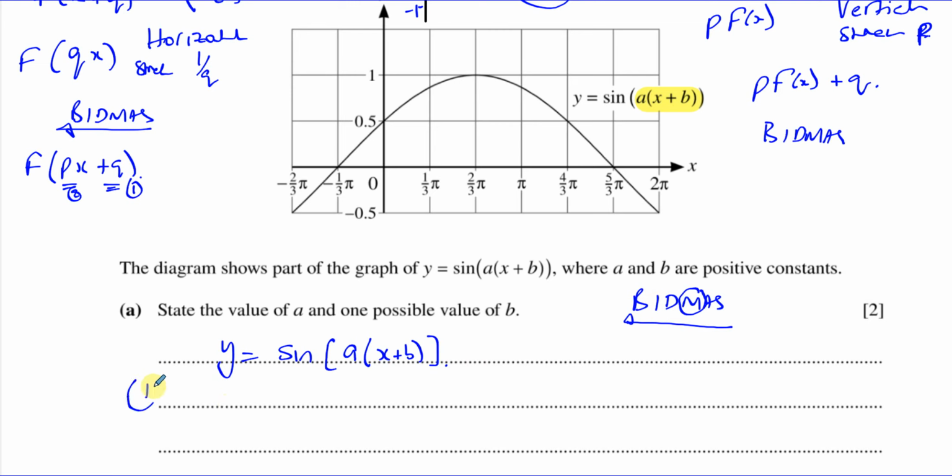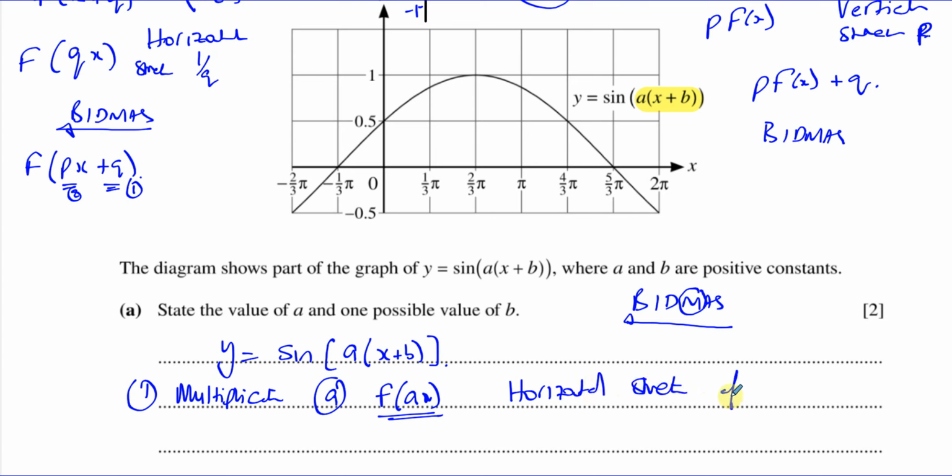So first comes the multiplication because I'm inside the function. Okay, so I have to deal with the a. So I have to deal with, for example, f of ax first, which is a horizontal stretch of factor 1 over a. Okay, a horizontal stretch of 1 over a.